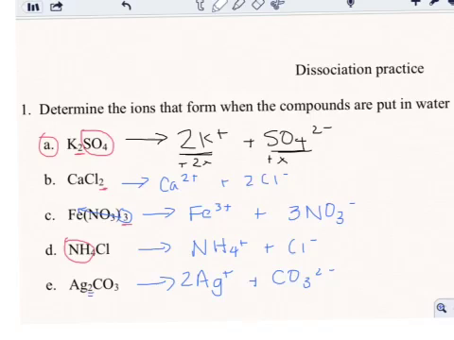The last thing to go over here, again, just to remind you: when we set up our ice tables, we look at the coefficients in front of our ions. That'll tell us our change. We'll use that to find our equilibrium concentration in the ice tables.